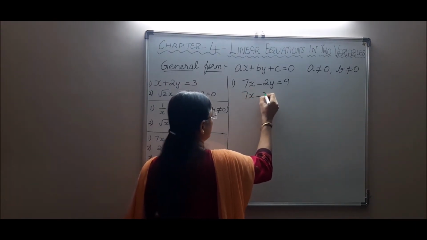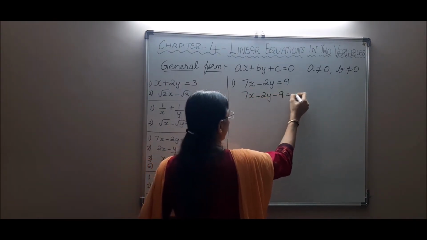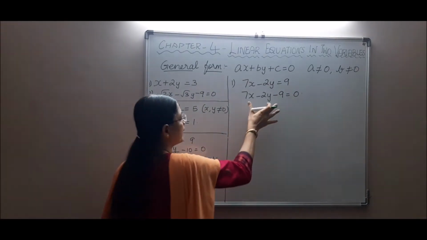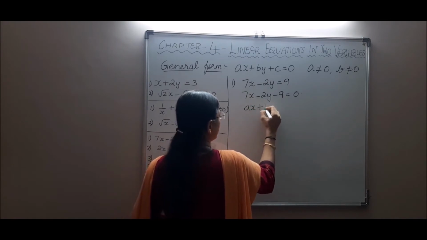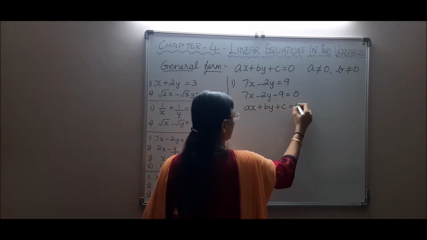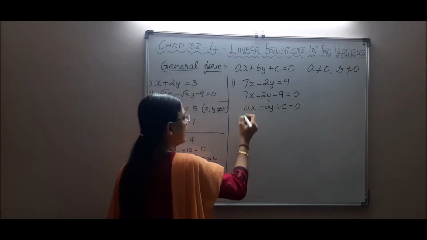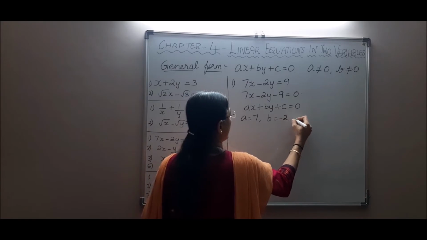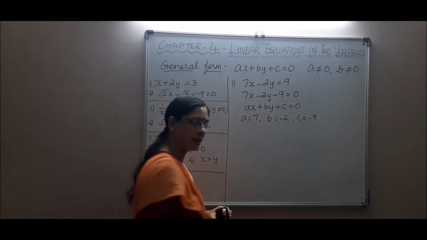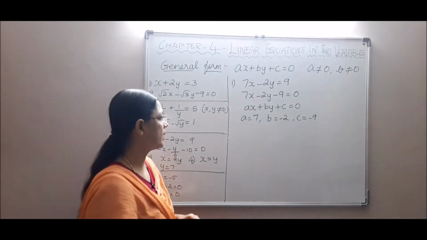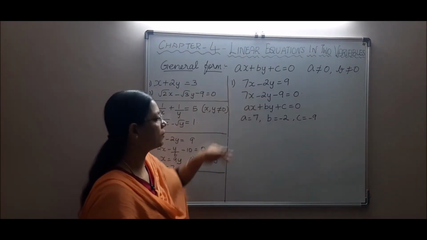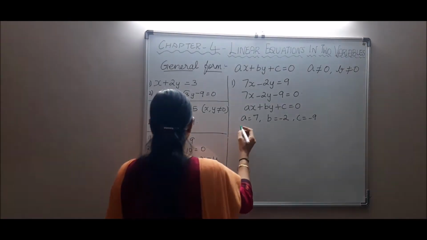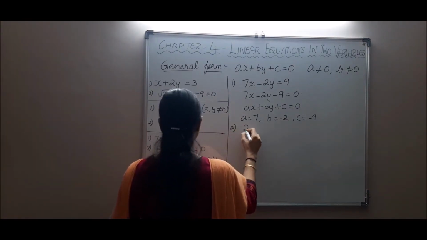Now I bring it to the standard format: ax plus by plus c is equal to 0. When I compare this to the general form of the linear equation in two variables, I have a is equal to 7, b is equal to minus 2 and c is equal to minus 9. Isn't it? So I just compare this general form to the given equation and I find the values of a, b and c.